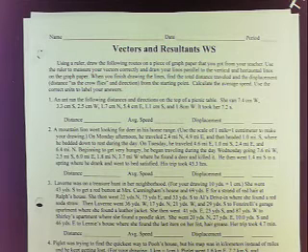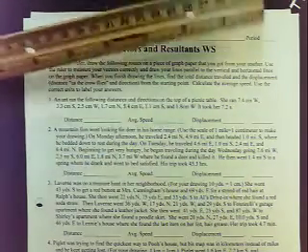Alright, this is Mr. McMurray, and we're going to do the vectors and resultants worksheet today. It should look something like this sheet on the screen. We are going to take some different organisms that are moving in different directions, and draw that on a piece of graph paper to show the vectors and then the resultant, which is how far they are from where they started.